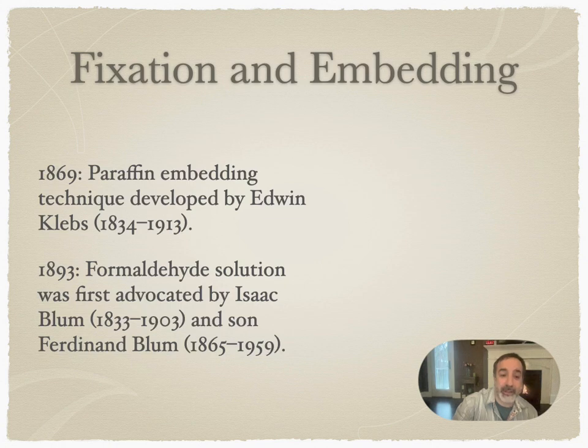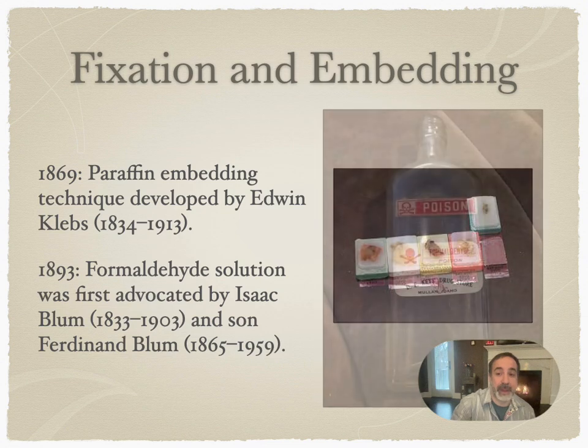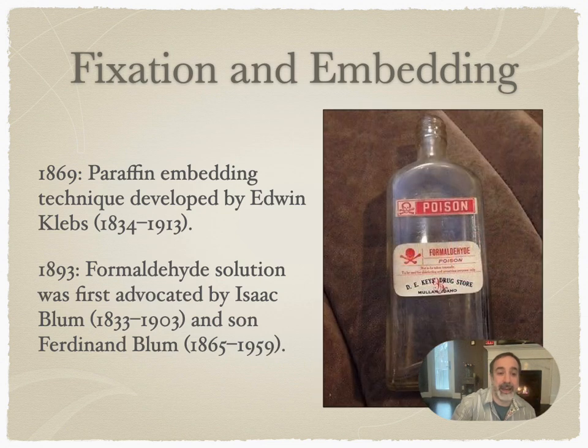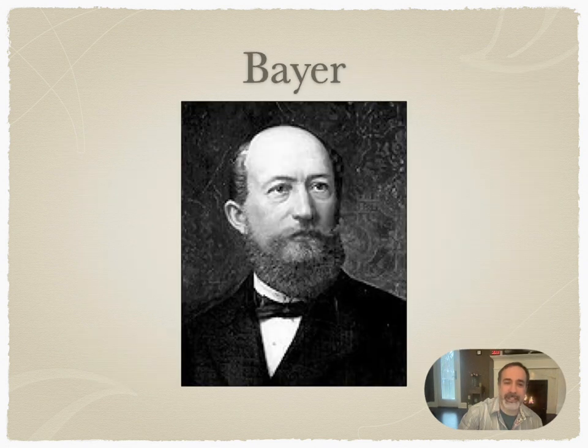In addition, the concepts of fixing tissue in formaldehyde and then embedding tissue in paraffin were put forth at this time, leading to much greater processing efficiency and much greater slide quality. In terms of staining amyloid, there was some progress made by a man named Johann Meckel, who came from a very storied pedigree of Meckel scientists. But the real next level for amyloid staining came from a man named Friedrich Bayer.